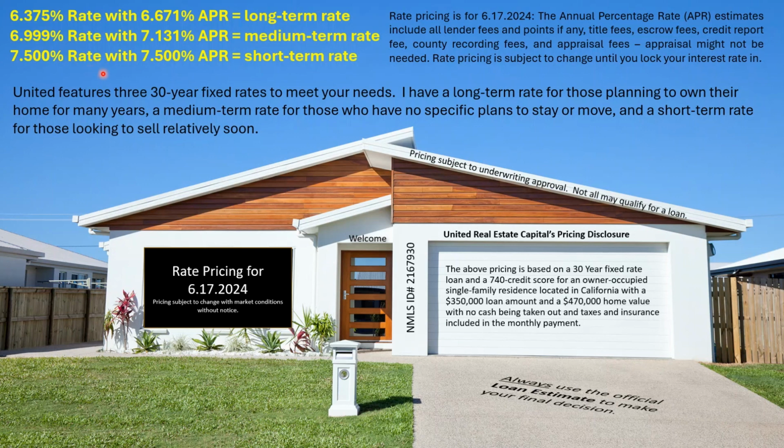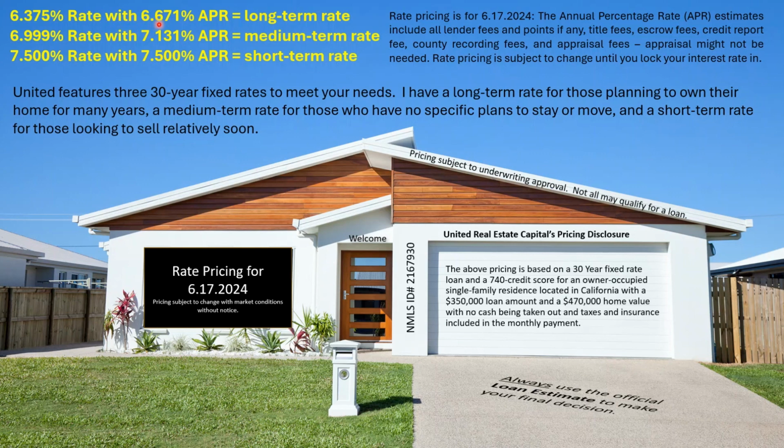So if you're out there shopping, here's how you can use the APR if you're web shopping online. You see another place that has a 6.375. Look at their 6.375 and their APR. Then look at my 6.375 and my APR. If the APR for my 6.375 rate is lower than their APR, that means that my loan has less fees than their loan. That's one of the ways you can use the APR.